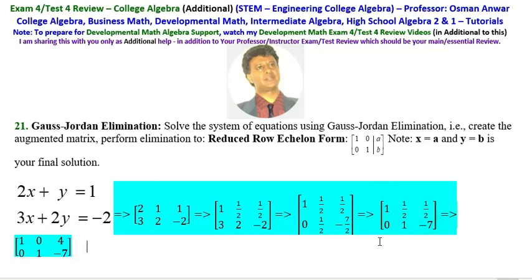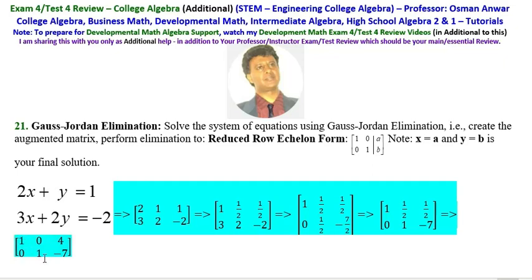Minus half times 0 is 0. 0 plus 1 is 1. Minus half times 1 is minus half. Minus half plus half is 0. Minus half times minus 7 is 7 over 2. 7 over 2 plus 1 over 2 is 8 over 2. 8 over 2 is 4. So that is 4. So now this is reduced row echelon form.